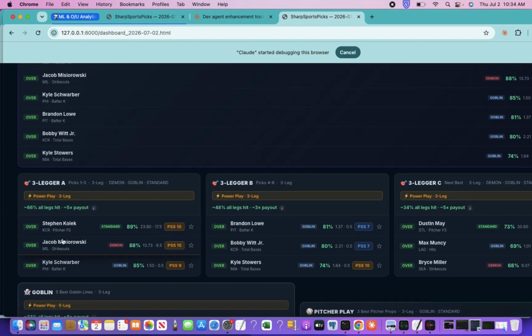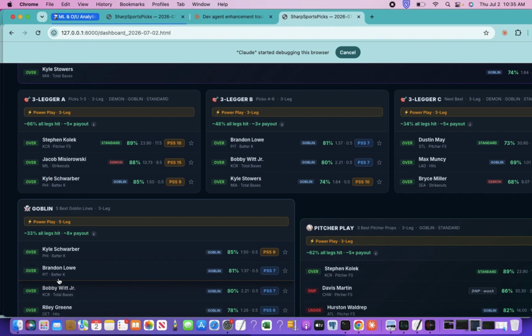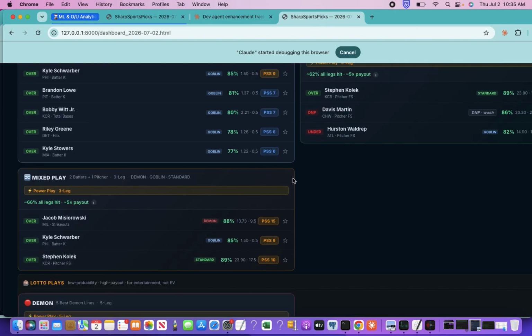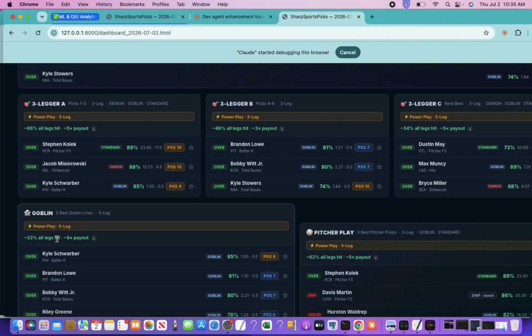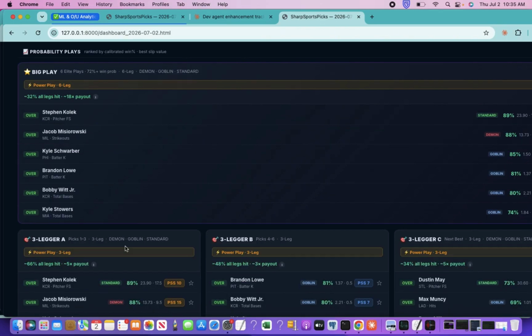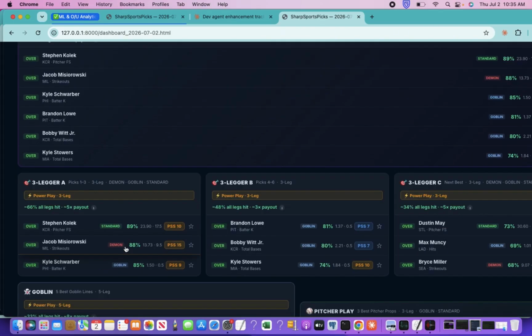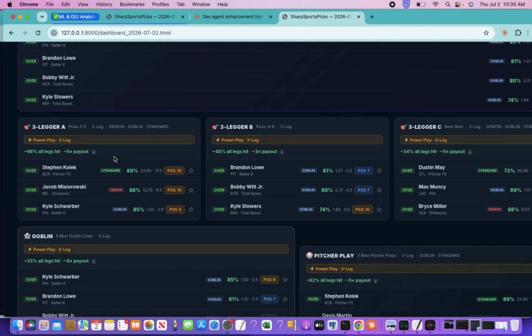Just like a 6-legger, and then we'll have 3-leggers. We'll have a full goblin play, full demon play. And it's actually been pretty successful. In June, a lot of winning legs.